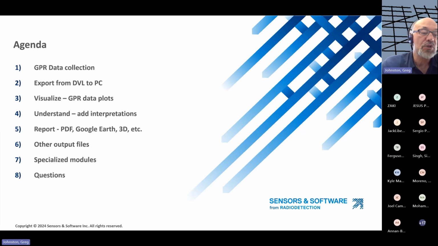understanding the data by adding interpretations to it, and reporting the data, outputting files like PDF files, Google Earth files, 3D, various outputs that are deliverables based on your GPR survey. And I'll also talk a little bit more about some other output files that may be useful. And we'll talk about a specialized module that is available in Echo Project. And then at the end, hopefully we have a bit of time for questions.